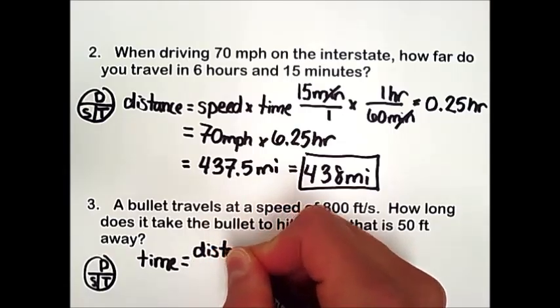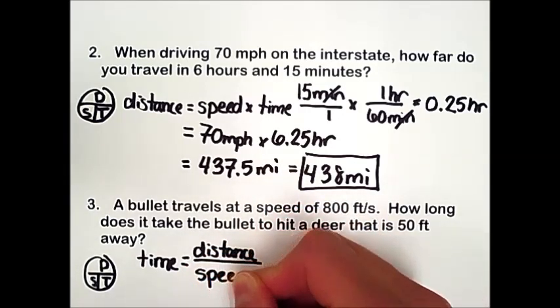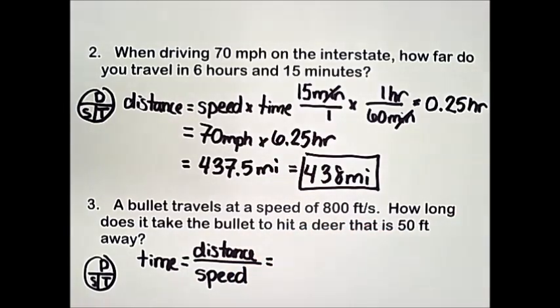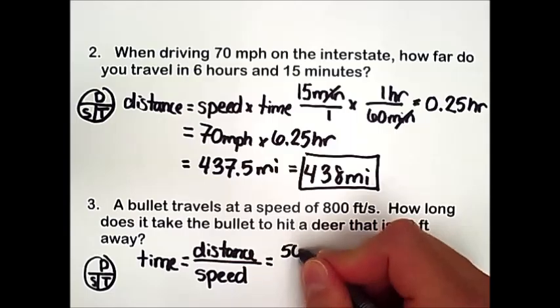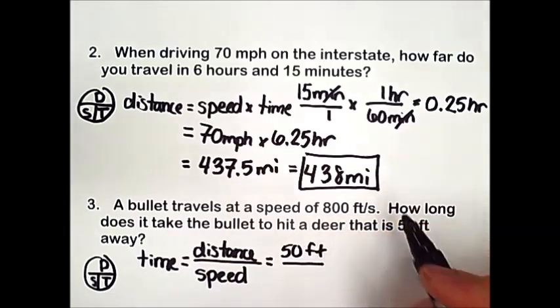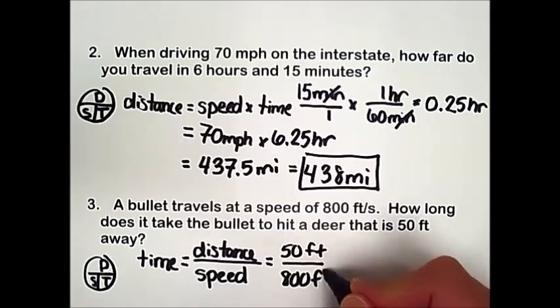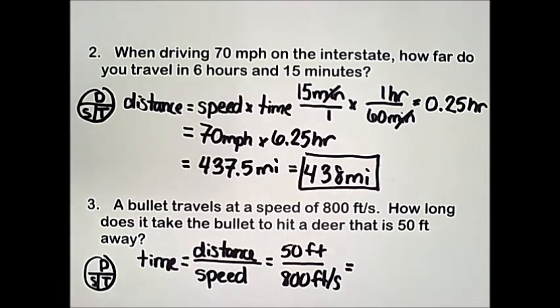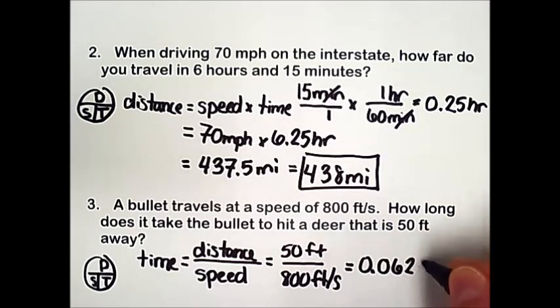our distance divided by the speed. So in this problem, the distance is 50 feet, and the speed is 800 feet per second. So dividing 50 feet by 800 feet per second, we get 0.0625 seconds.